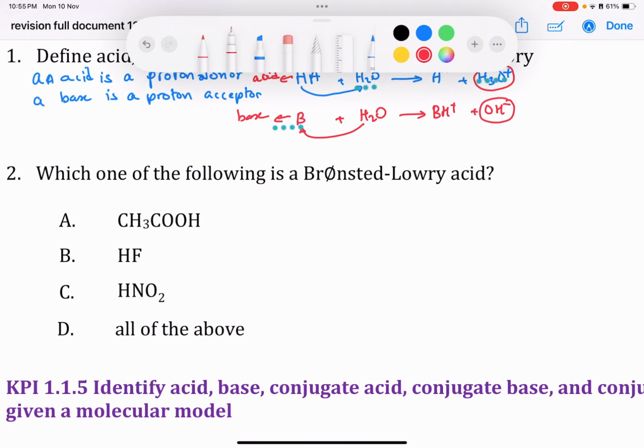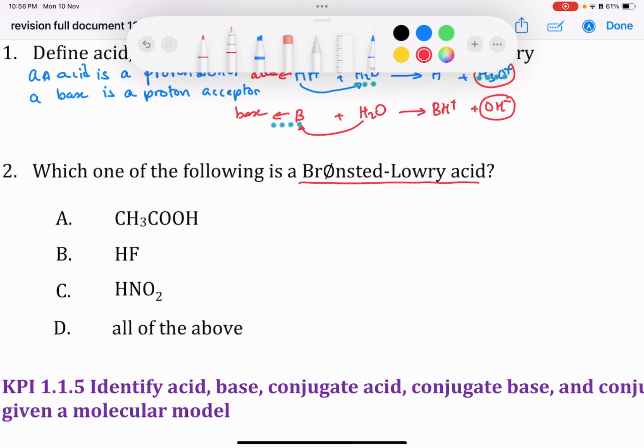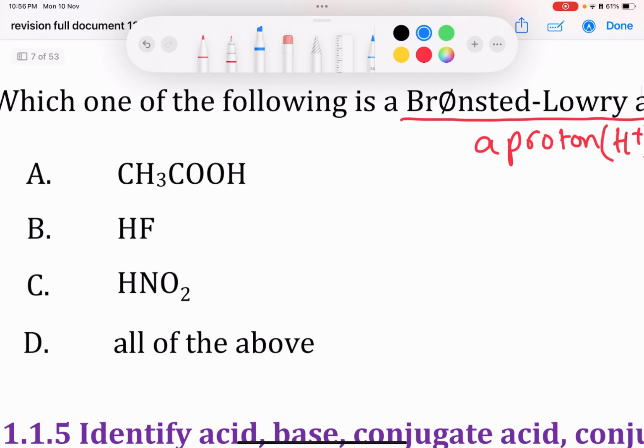Which of the following is a Bronsted-Lowry acid? So again, to be a Bronsted-Lowry acid, it must be a proton donor. So we look here, we see that in this compound, the acetic acid, there's an H+ that can be donated. And also in this one, the hydrofluoric acid and the nitrous acid. So all of these are Bronsted-Lowry acids because all of them contain H+.